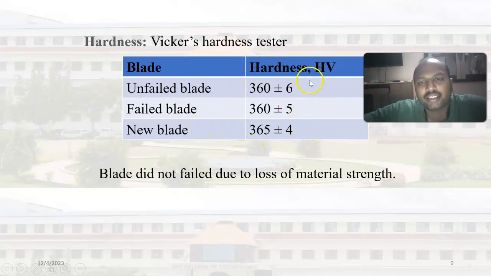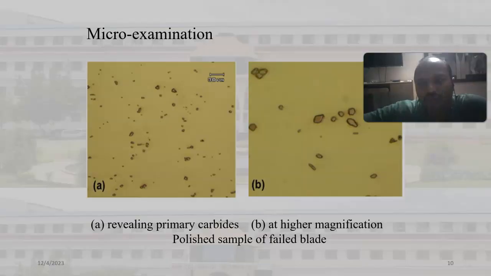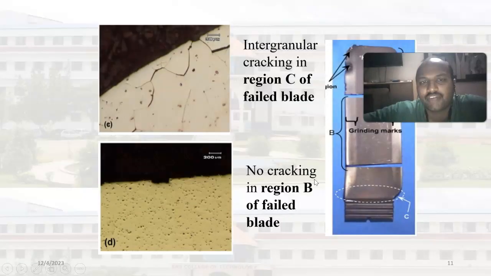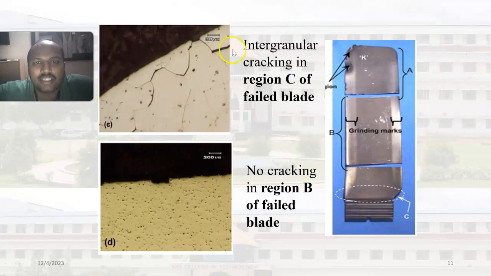In this you can see the unfailed blade, the failed blade and the new blade. You can see the hardness is more or less the same, so you can clearly take into consideration that this blade did not fail due to mechanical strength. You can see some primary carbides that have formed, revealed after polishing the failed blades at higher magnification. Here you can see some intergranular cracks which are due to corrosion.